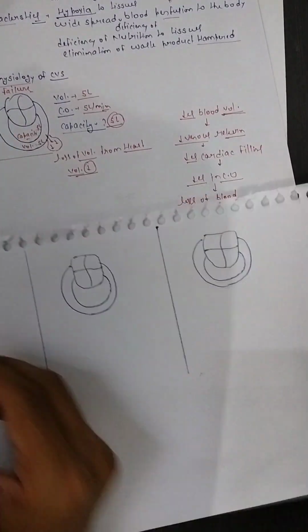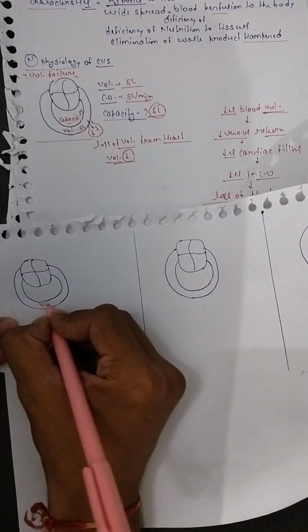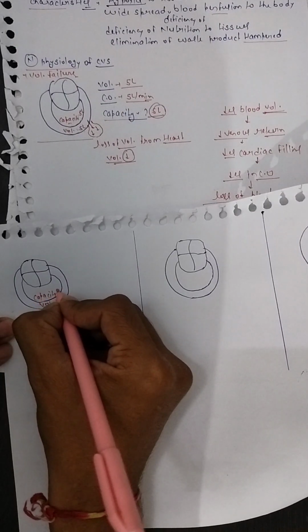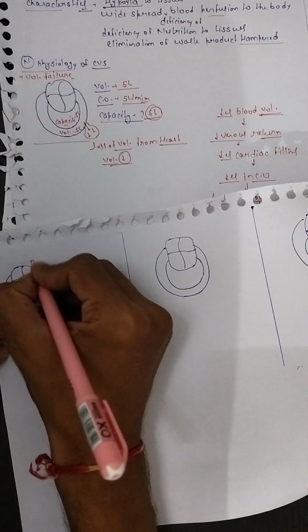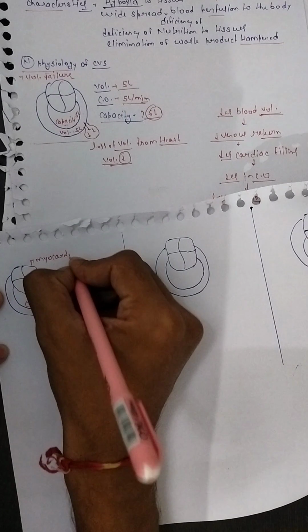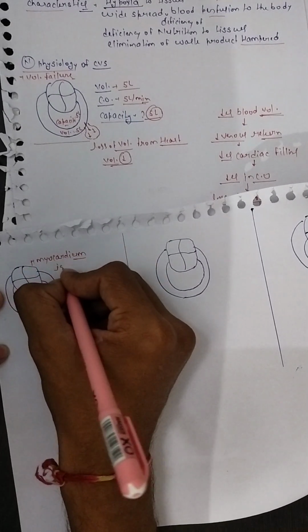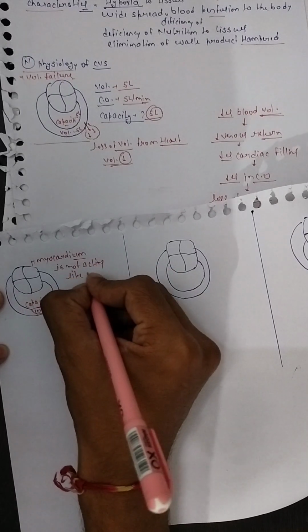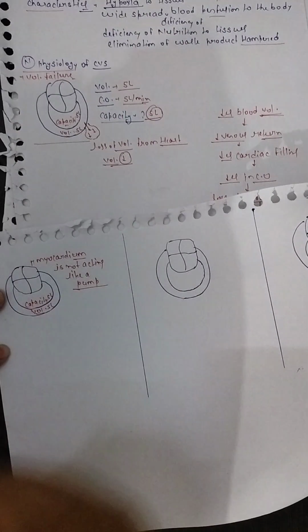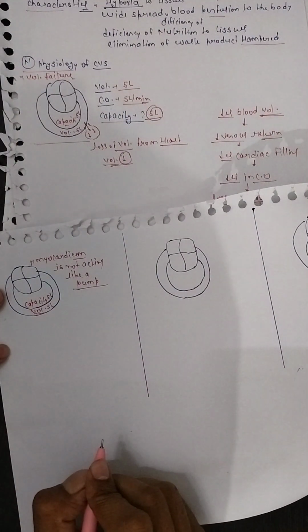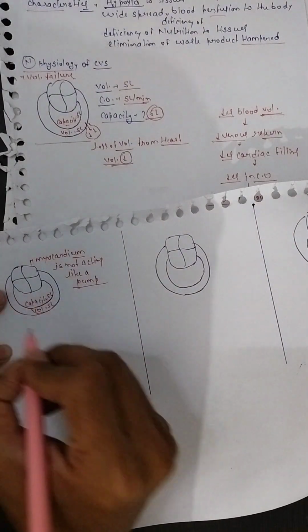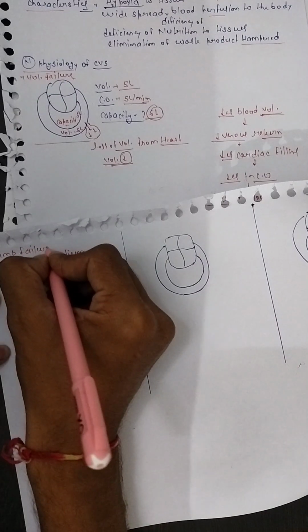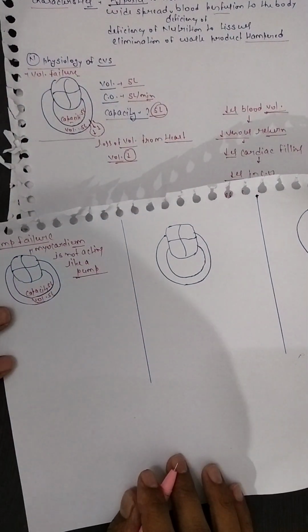Now suppose the volume is 5 liters and the capacity is also 5 liters, but our myocardium is not acting like a pump. So this is due to pump failure. The first one is due to volume failure, and now this one is due to pump failure.